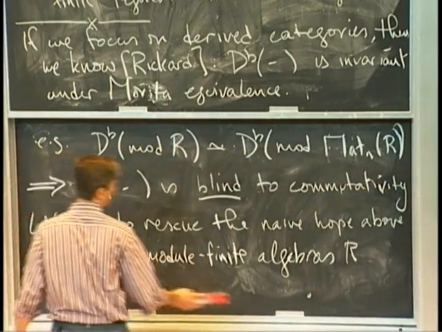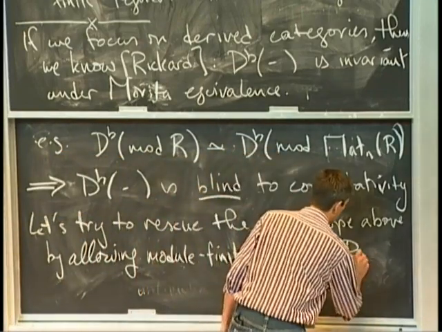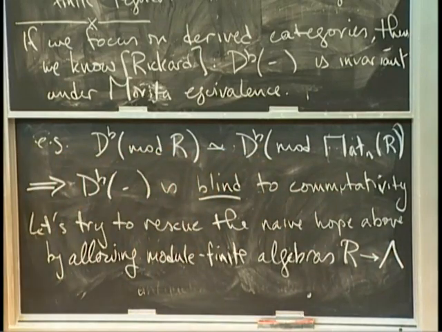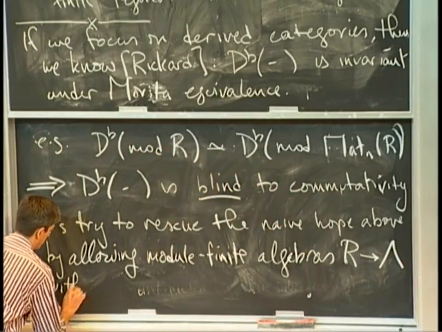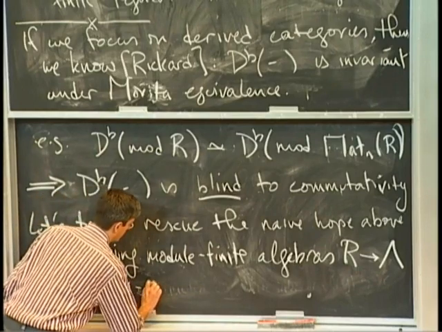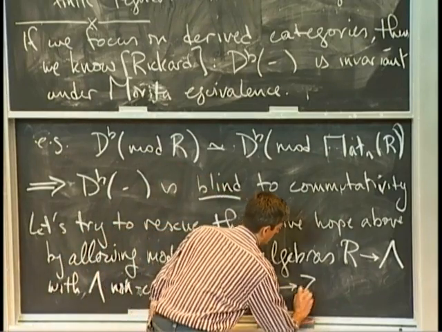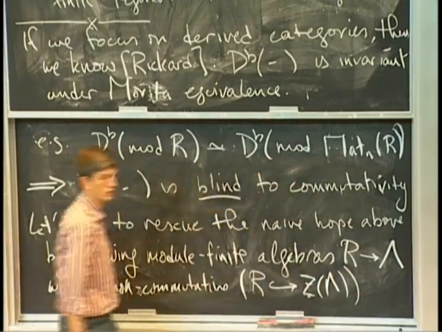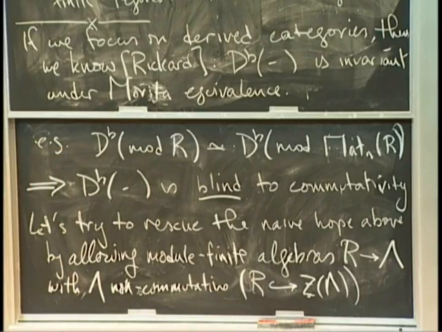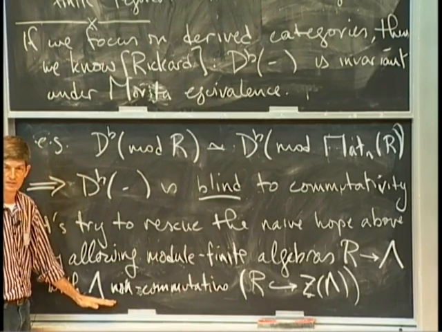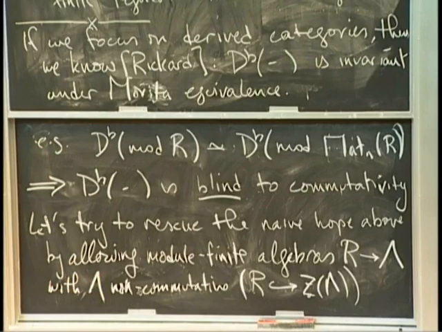But now let's allow the target to be a Greek letter, Lambda, that is, to be non-commutative. And we probably should insist on R going into the center just to make things sane. So that's the starting point to get to the question. What should a non-commutative resolution of singularities be? That is, what should we ask from one of these not necessarily commutative algebras in order to entitle it to be called a resolution of singularities?